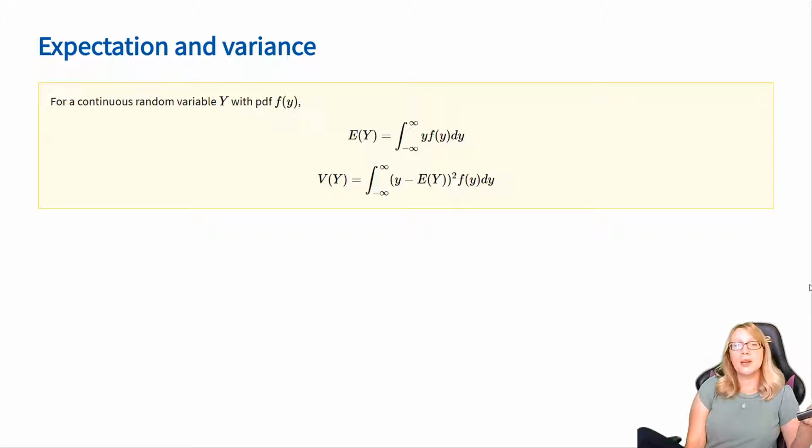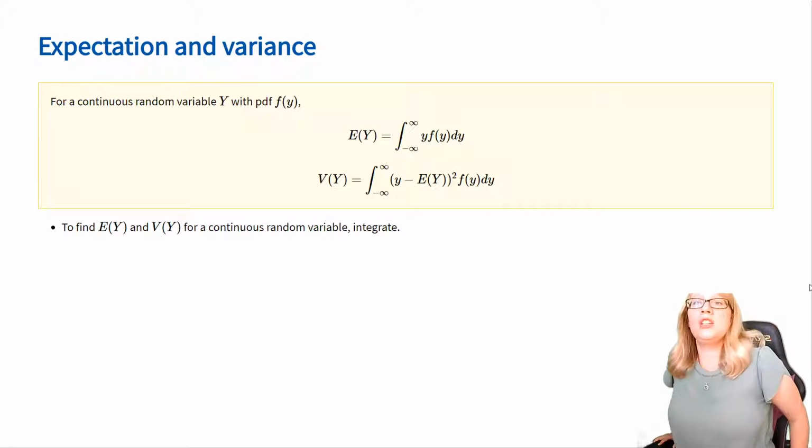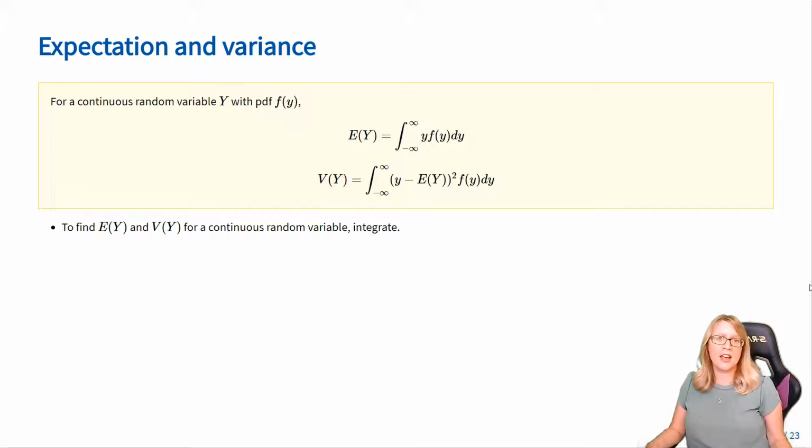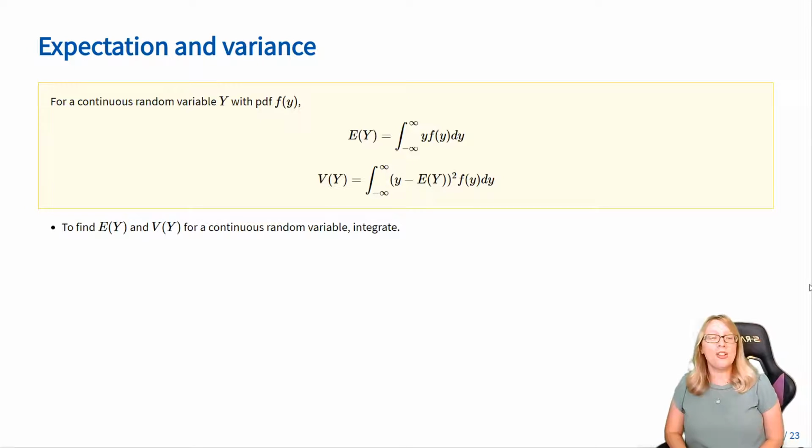Now let's talk about finding expected value and variance for continuous random variables. Essentially, these are defined in the same way. The expected value is still found by taking y times the PDF, however now we're integrating instead of summing. The variance becomes the integral of the quantity y minus the expected value of y, quantity squared, times the PDF dy. To find expected value and variance for continuous random variables, just integrate instead of summing. The nice thing is that all of the properties that we've learned already continue to hold.